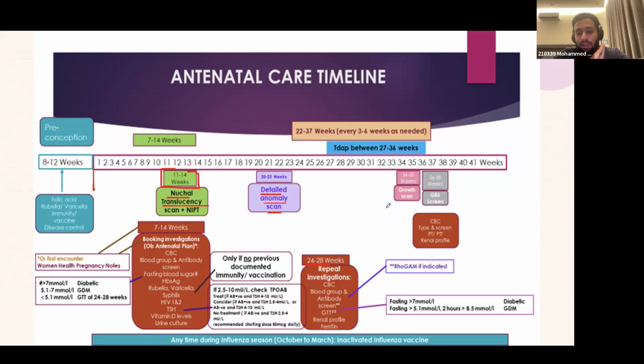Very important. The next important thing is GBS screening, at 36 to 38 weeks, usually 37 weeks. Okay, yes, third trimester, but very late. Okay, you guys remember what GBS was? Group B strep, good. Causes neonatal meningitis, sepsis, pneumonia. Okay, very important.